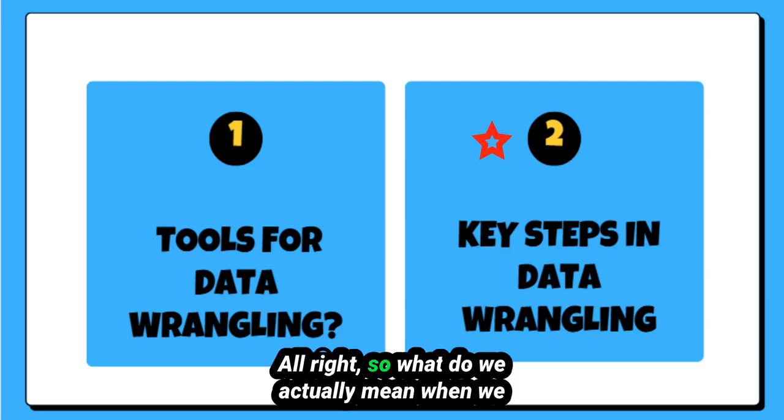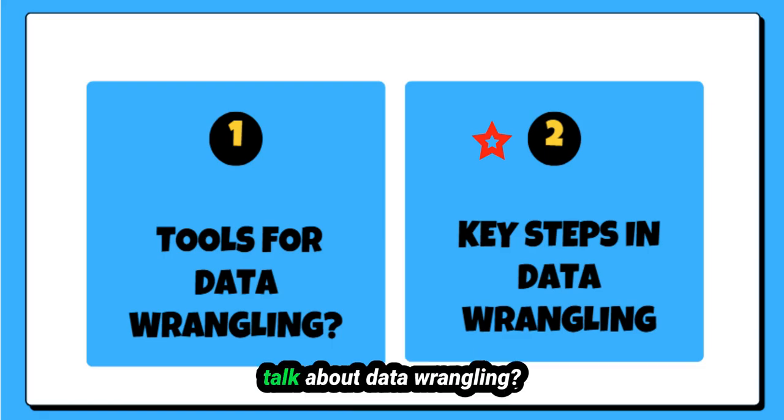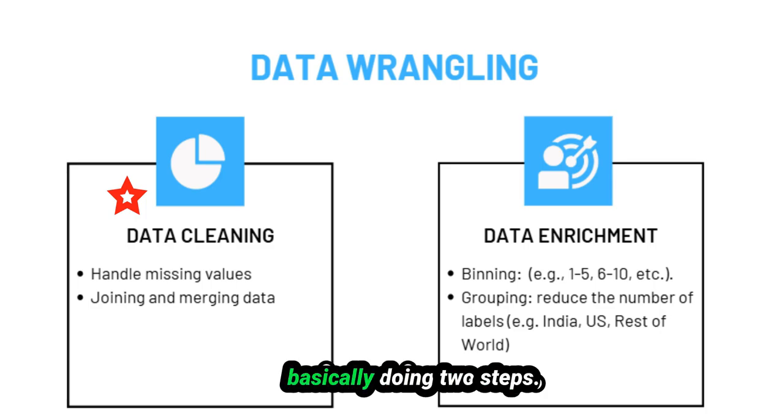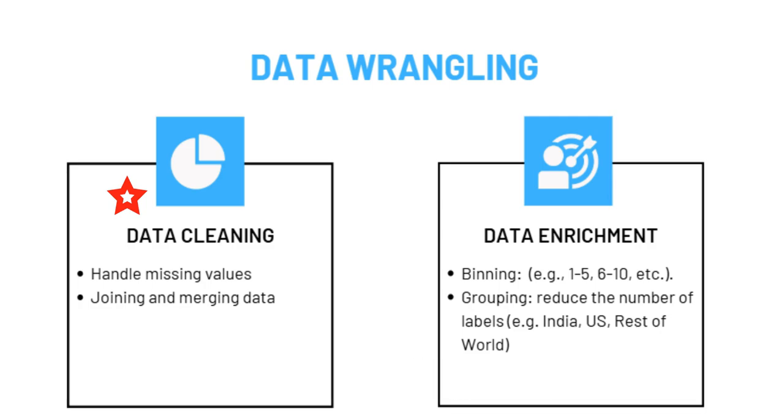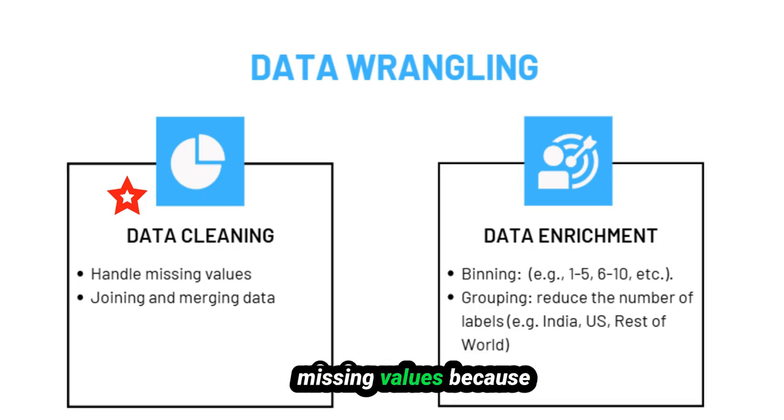All right, so what do we actually mean when we talk about data wrangling? What are the steps involved? In data wrangling, we are basically doing two steps. Let me break it down in simple terms. Step 1 is what I call data cleaning. This is where you tackle all the messy stuff in your data. Think about handling missing values. You want to handle missing values because incomplete data can throw off your analysis.